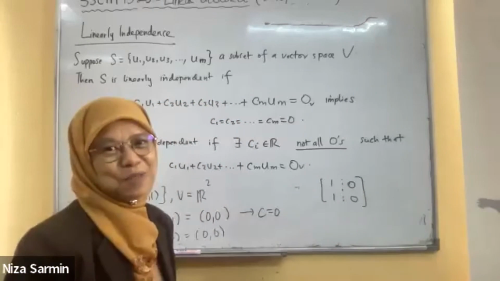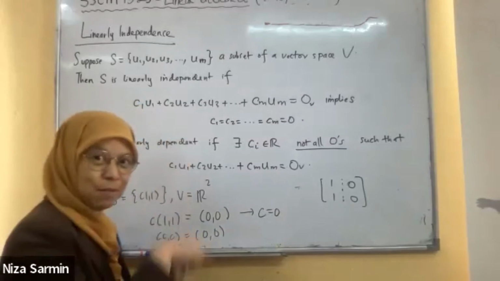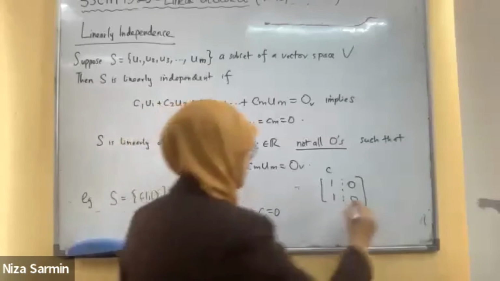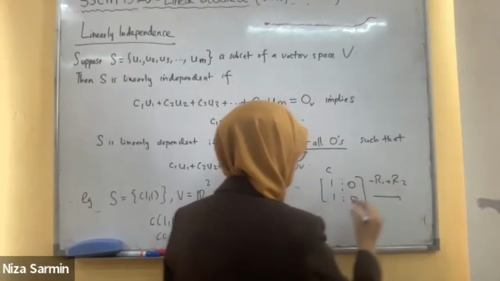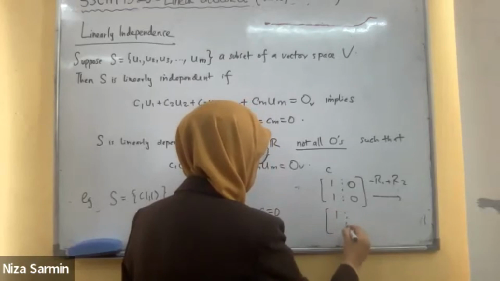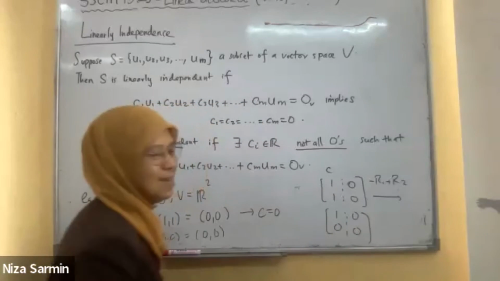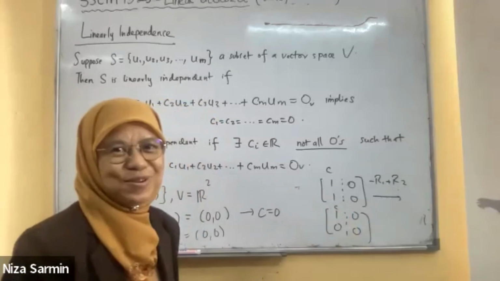It's too easy, sometimes difficult to see. The 1, 1, we write downwards. Okay, there's a C here, right? Then you do negative R1 plus R2. Then you will get 1, 0, negative 1 and add. And you get C is 0.